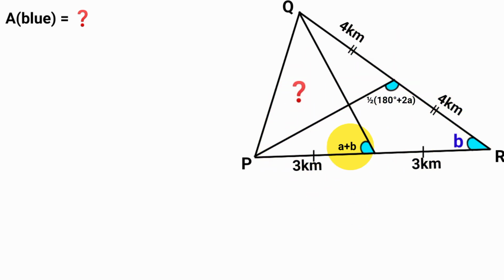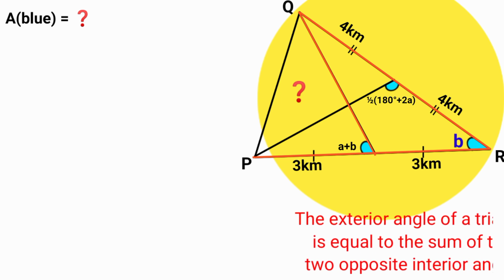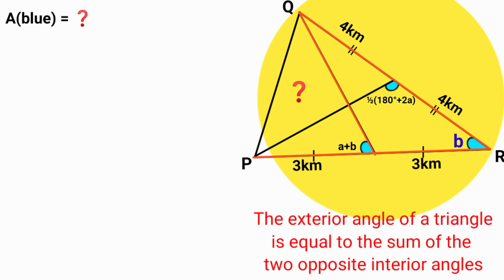Now look at this angle here. It is an exterior angle of this triangle. We know the exterior angle of a triangle is equal to the sum of the two opposite interior angles. That is, this angle here is the sum of this angle and this angle B. So since its size is a plus b and this is b, this must be a plus b minus b. Plus b minus b is 0, so the angle is a.